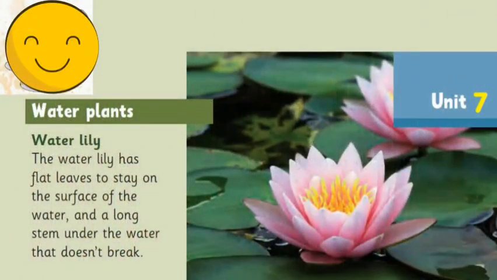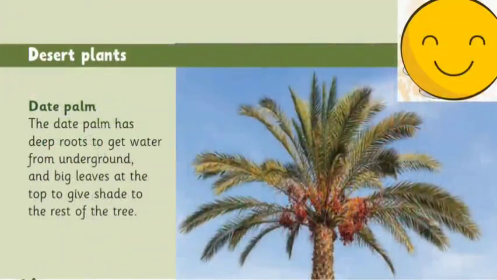Water plants. Water lily. The water lily has flat leaves to stay on the surface of the water, and a long stem under the water that doesn't break. Desert plants. Date palm. The date palm has deep roots to get water from underground, and big leaves at the top to give shade to the rest of the tree.